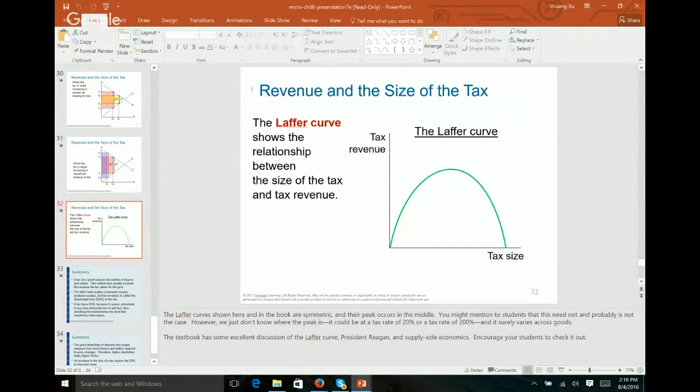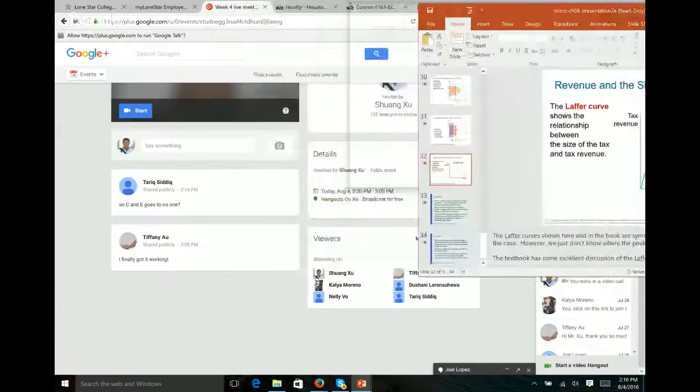Now this curve was made famous by President Reagan, during the 1980s, and President Reagan argued that many of our citizens are taxed too high, therefore they don't have any incentive to work more. So let me give you an example. Imagine right now we have an income tax of 90%.